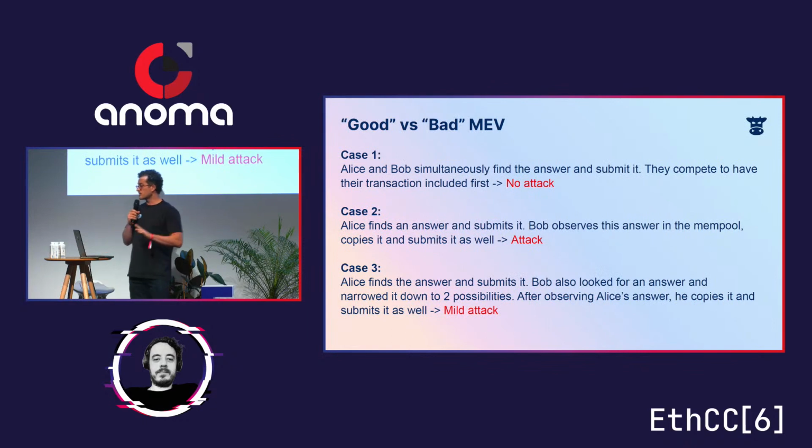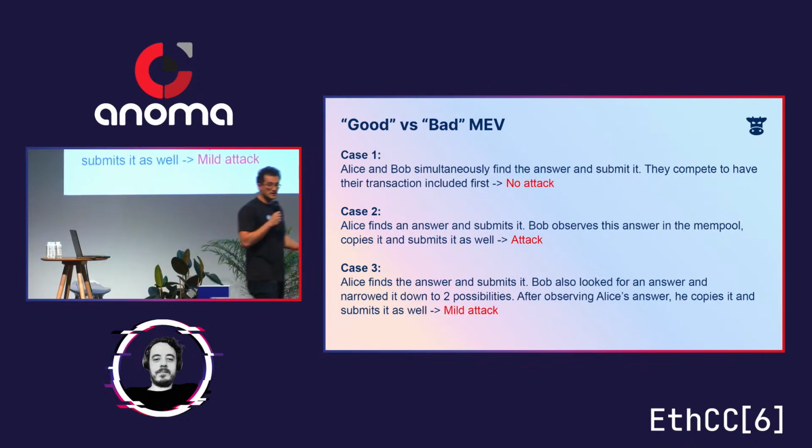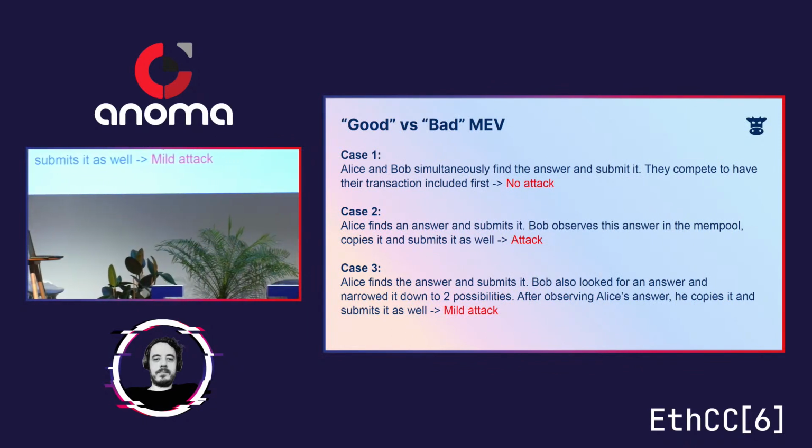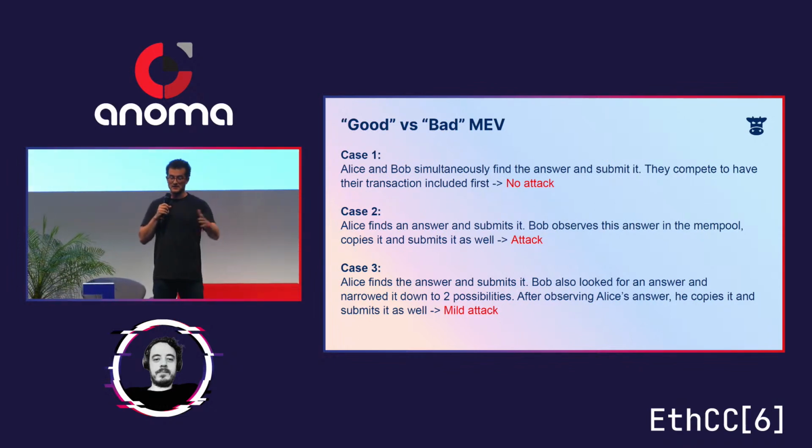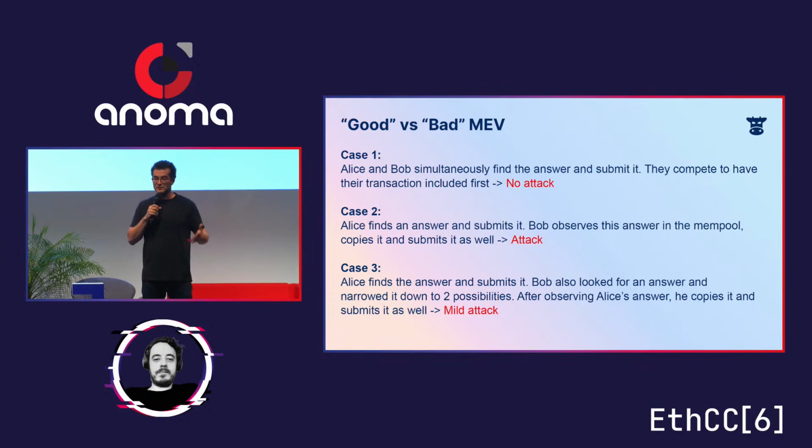Now, let's consider 3 situations, okay? The first one is, we have 2 users, Alice and Bob. They simultaneously find the answer and they submit it. And then, of course, they realize that they are competing with each other and they will do this kind of gas replacement transaction, each of them trying to have their transaction included earlier in the block, so to claim the NFT.